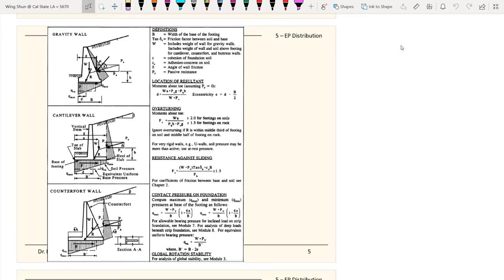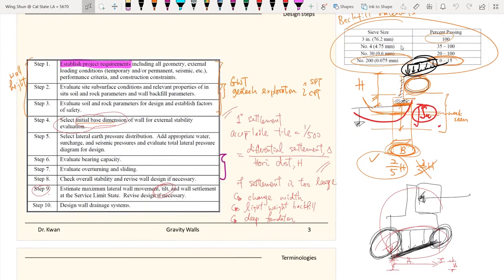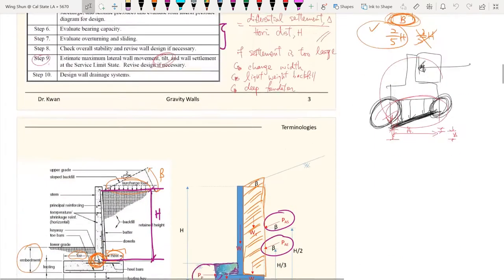Okay, so now we are at step number 5. Remember, we have a 10-step procedure when designing a gravity wall in general, and step number five is determining the lateral pressure distributions.